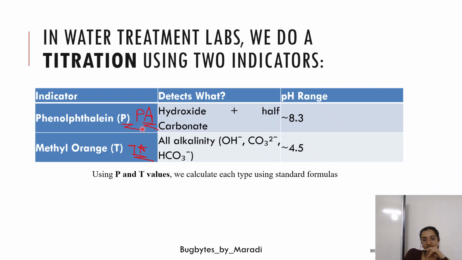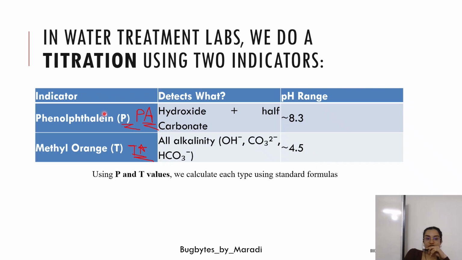So P is phenolphthalein alkalinity, and T is total alkalinity. To check the phenolphthalein alkalinity, we'll be using the indicator phenolphthalein, abbreviated as P. To check the total alkalinity, we'll be using methyl orange, which I'll abbreviate as T. Some people use M also as the abbreviation, just to tell that M means methyl orange. So I'm using the abbreviation T for total alkalinity, which is methyl orange over here.